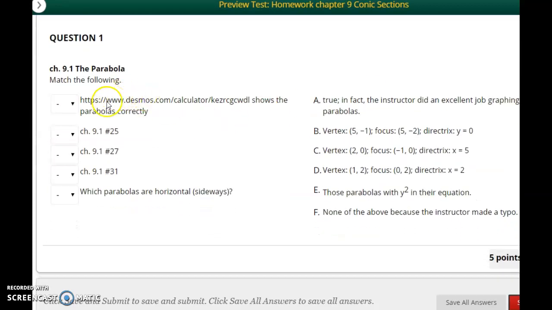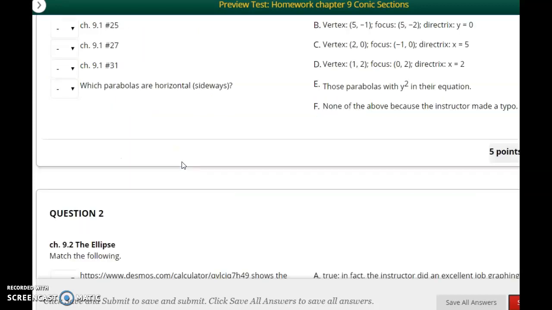So here on question 1, look at this Desmos link where I graphed these from these problems here in the book. And then these here need to be matched up. So look at the vertex, the focus, and the directrix of the problem.